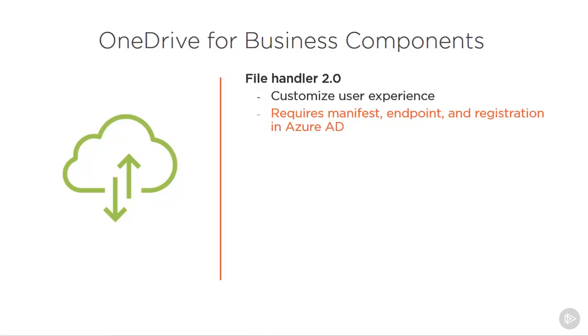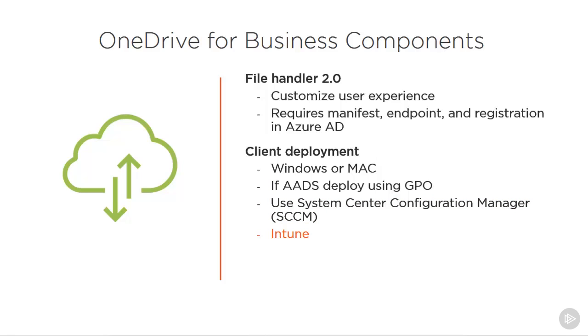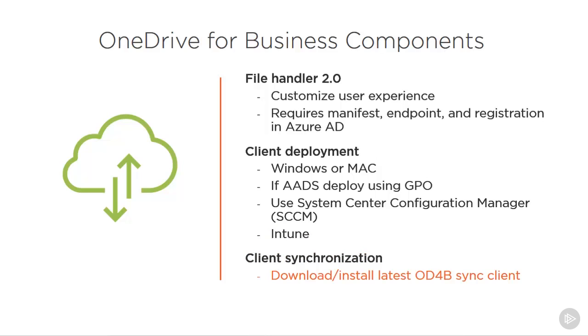Now, if we move into client deployment, what clients can actually take advantage of OneDrive for Business? We can deploy to a Mac. Macs use what are called a plist file, or to a Windows machine. If you're using the Azure Active Directory service, we can deploy them using a GPO. We can also use the System Center Configuration Manager, and we can use Intune, which is part of the Office 365 interface.